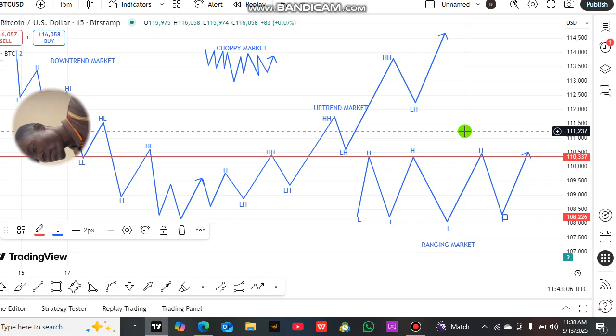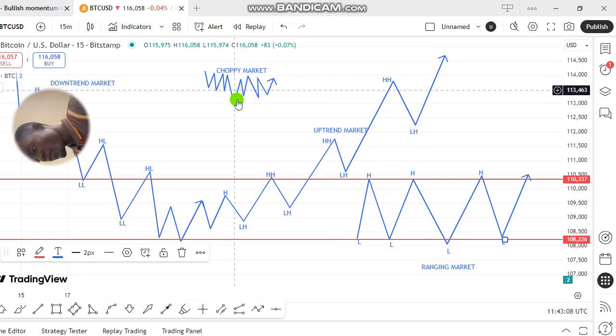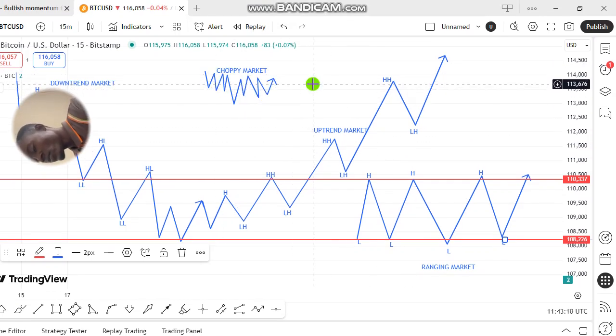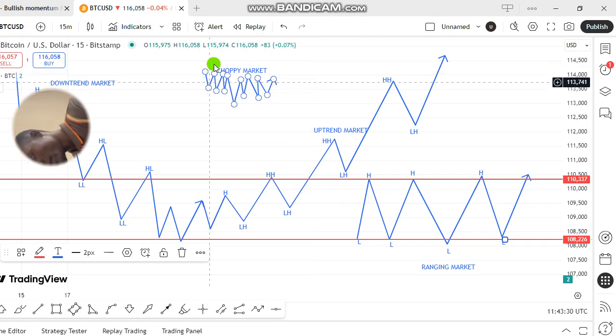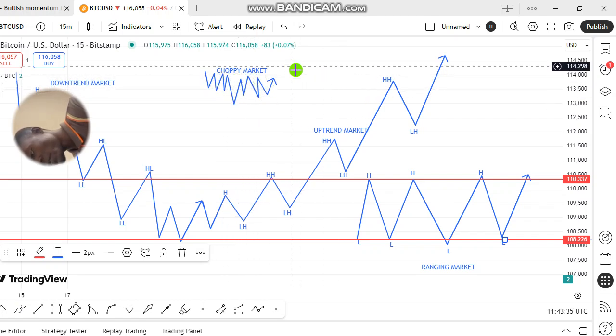Then the next type of market structure is what we call a choppy market. In a choppy market, we don't trade it. In a choppy market, the market does not move in a defined direction. The market is just moving anyhow. So there is no clear trend and no clear direction. So when you notice that the market is moving haphazardly like this, then you know that this market is choppy.